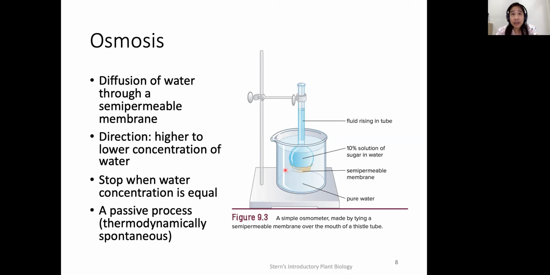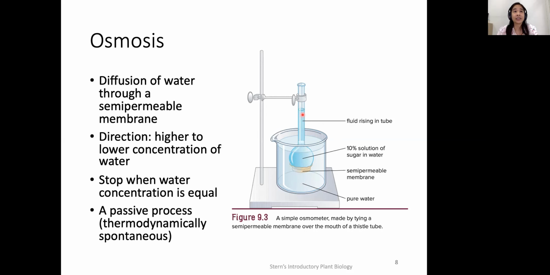So here in pure water, you don't have anything else. And inside the tube, you have 90% water and 10% sugar. Comparing between 90% water and 100% water, in the beaker you have a higher concentration of water. So water moves from 100% water in the beaker into 90% water in the tube. So the water moves into the tube and makes the fluid rise.